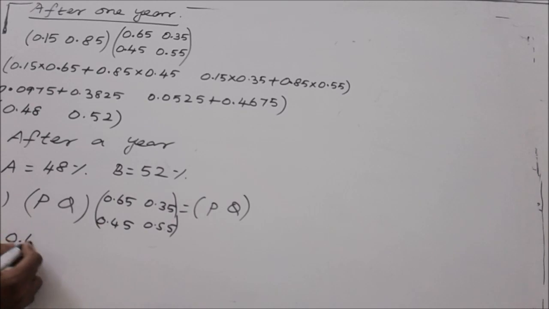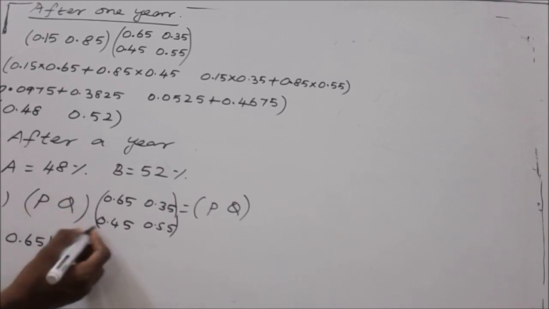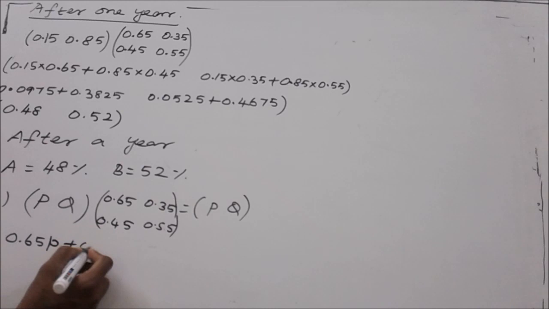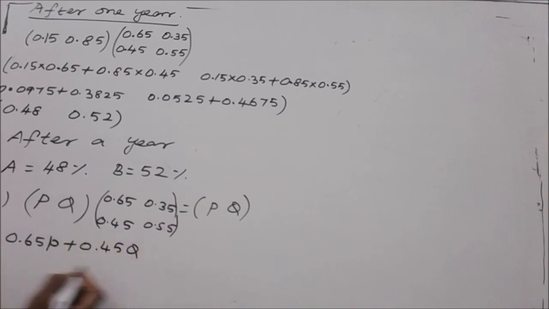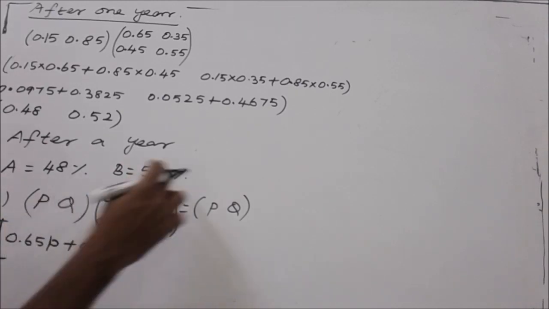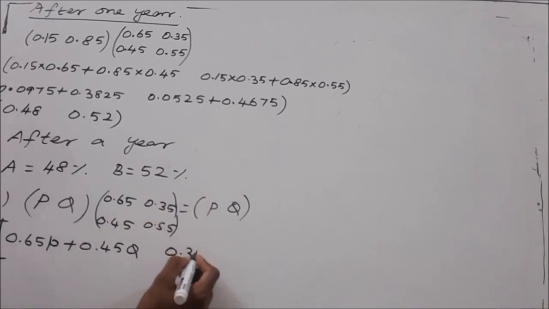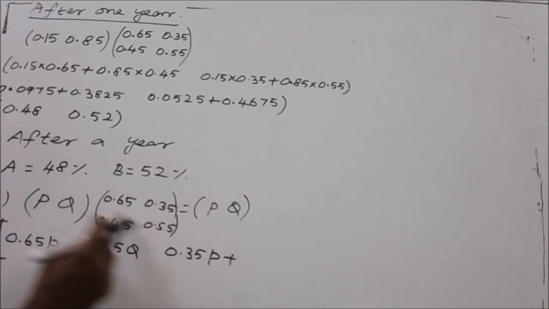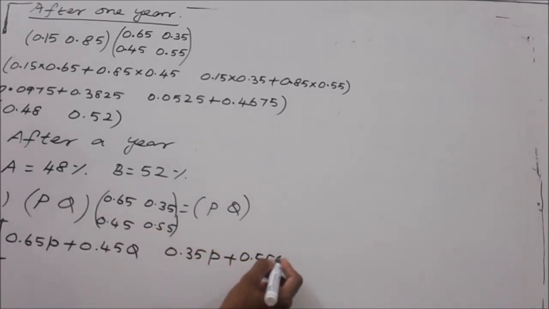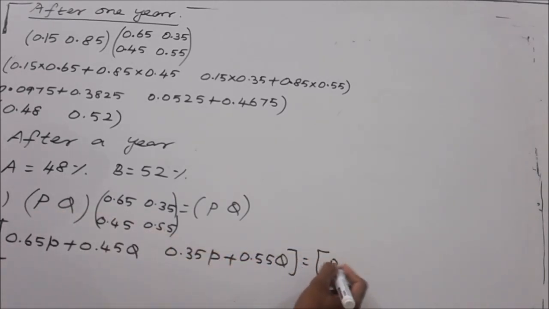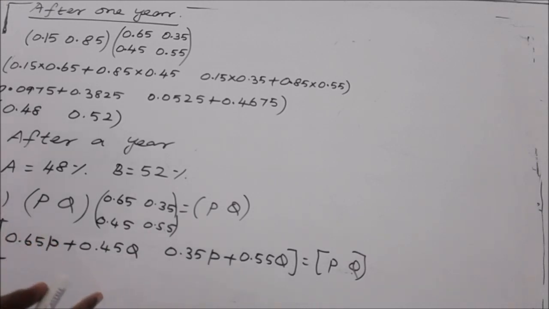Multiplying, 0.65p plus 0.45q, then the next column 0.35p plus 0.55q will be equal to PQ. Both the matrices are equal. We can't add further, so we can just equate. These are equal matrices, so we can equate the corresponding elements.